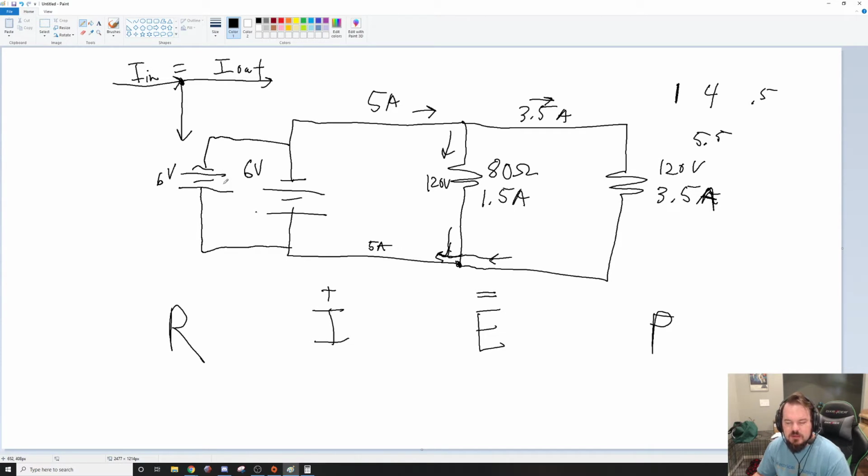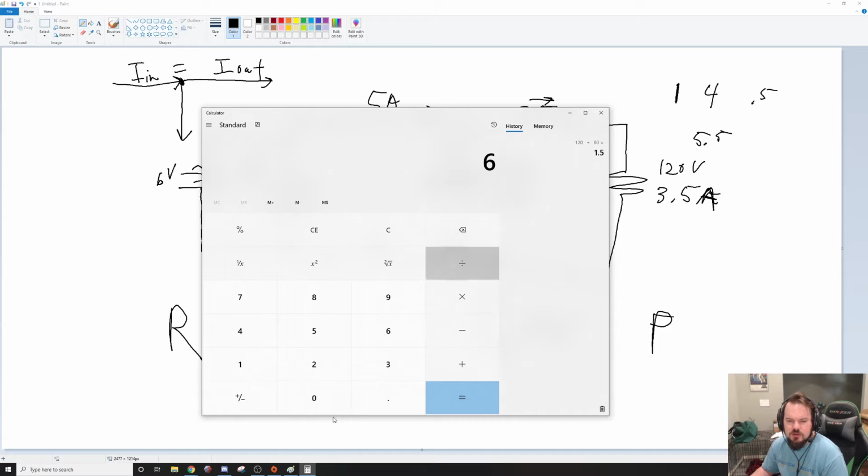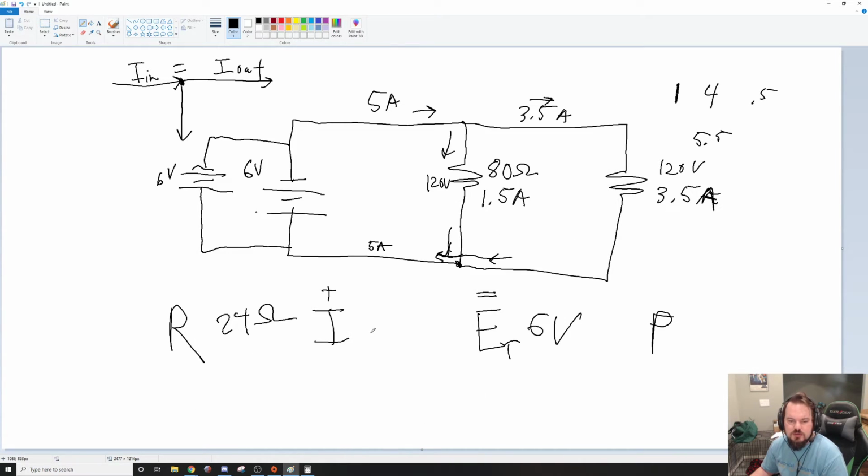Parallel batteries do not add their voltages, they add their capacities. So 6 volts and 6 volts, your E total for this is going to be 6 volts. And I think it said 24 ohms. 6 divided by 24, 0.25.